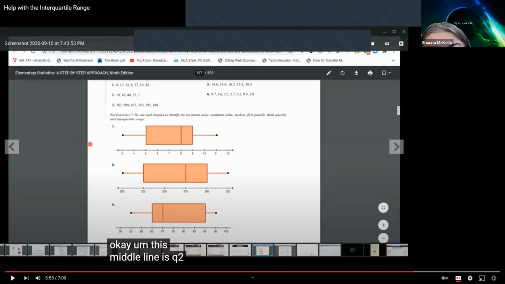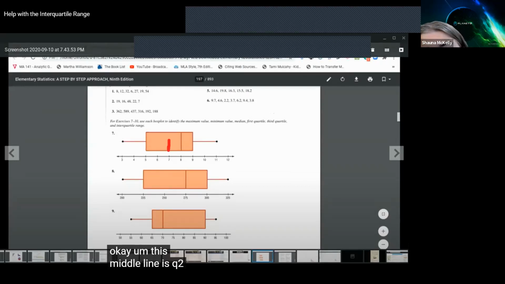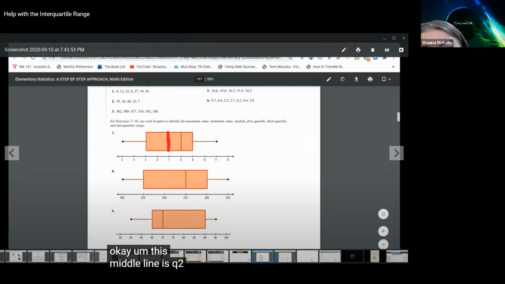So the center of the box, the way you figure that out, if I look at the actual middle of the box, the middle would be somewhere here probably, right? And this median is to the right of the center. So this is a right skewed distribution.